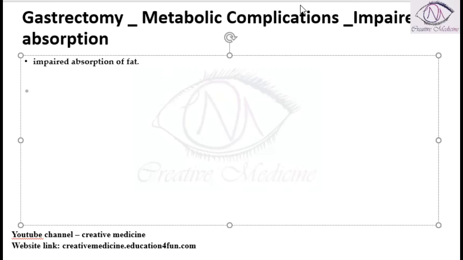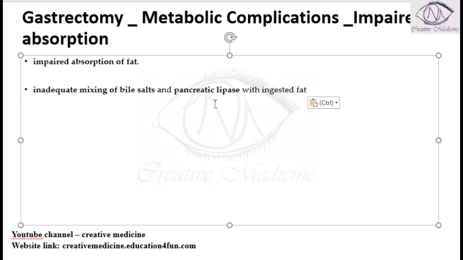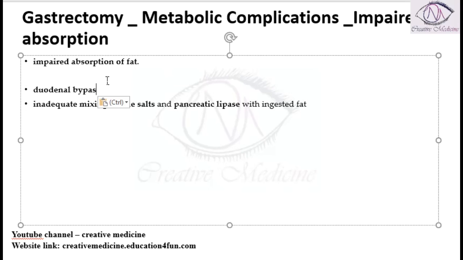Normally, from the stomach the food reaches the duodenum, and there in the duodenum there is mixing of pancreatic lipase and bile salts with the ingested food. But here in gastrectomy there is inadequate mixing of the bile acids, bile salts, and pancreatic juices, mainly because of the gastroduodenal bypass.